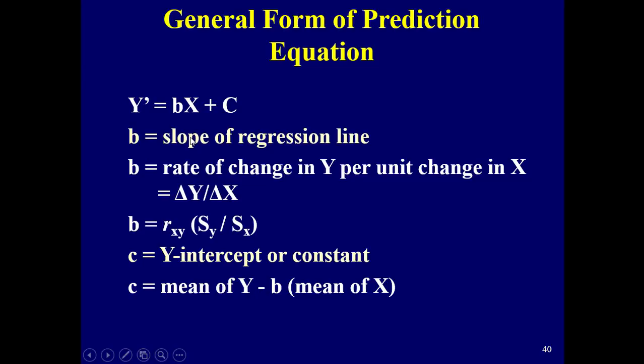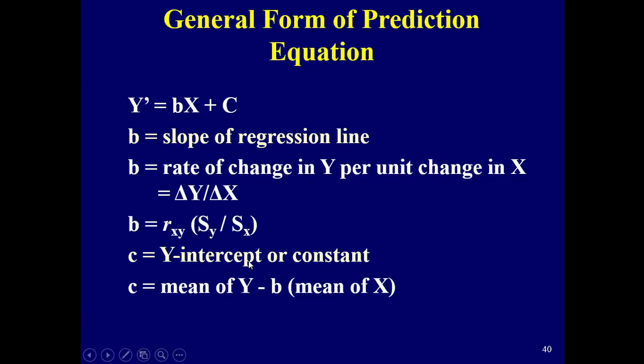Many of you have already learned that slopes of lines are really how much change of y do you get for a given change in x. It's the rate of change in y per unit of change in x. This is the slope, and b is what you want to label the slope in this particular line of best fit or regression line. C is the y-intercept term.